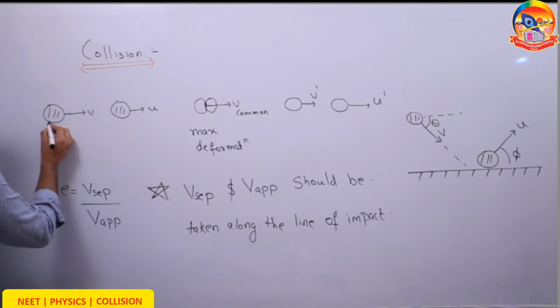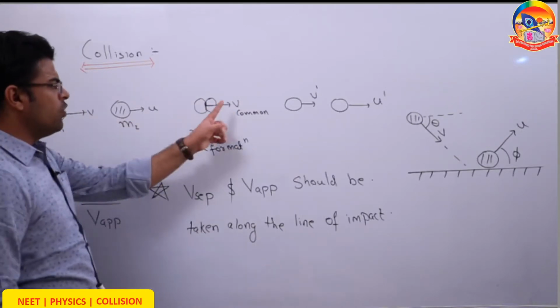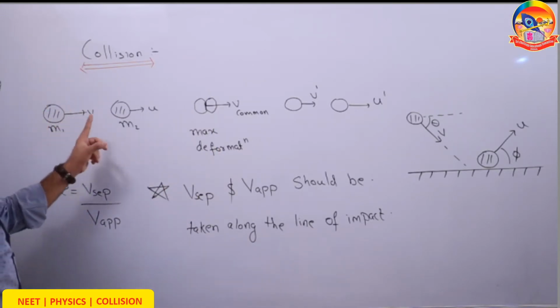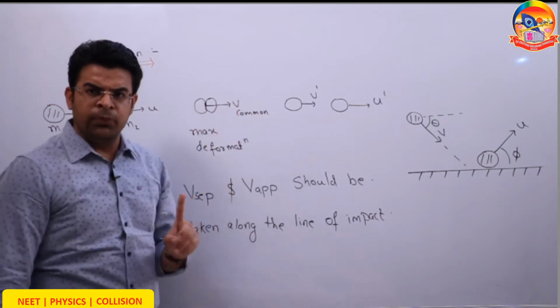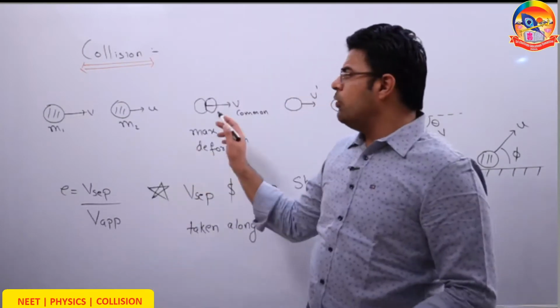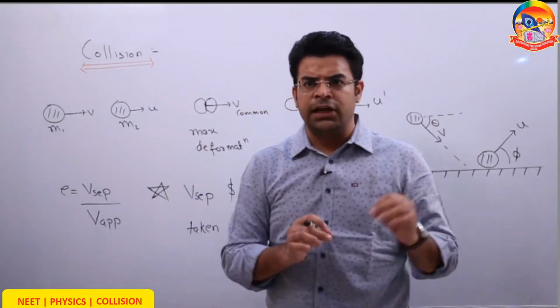Let's say the first body has got mass m1, the second body has got mass m2. To find this common velocity, you can simply do momentum conservation. You can write m1v plus m2u equals (m1 plus m2) into v common. Understand that momentum is a vector quantity. So if both the bodies are moving in opposite direction, you have to take care of the direction of motion.